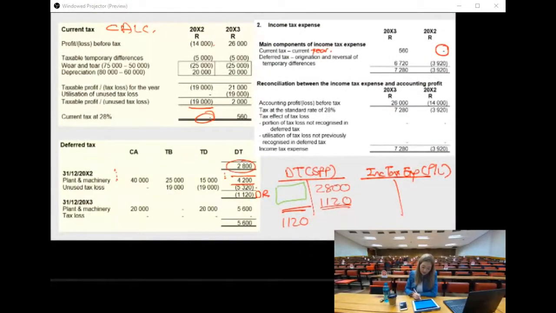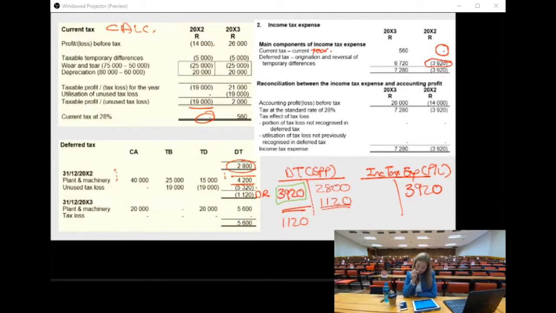Okay, and the movement therefore that we need, the amount that we need is 3920. And the other leg of that journal goes to my income tax expense, 3920 as a credit. And there's my 3920 income on my income tax expense. Okay, so because we could recognize the full unused tax loss, we've got that income sitting over there. Good, yes.